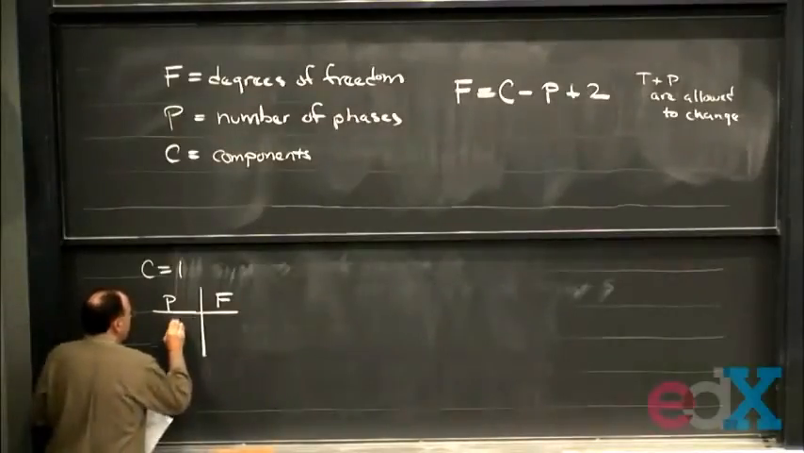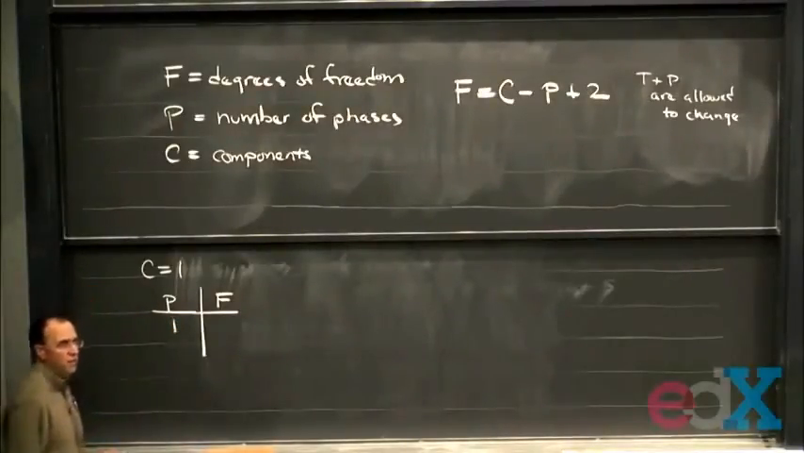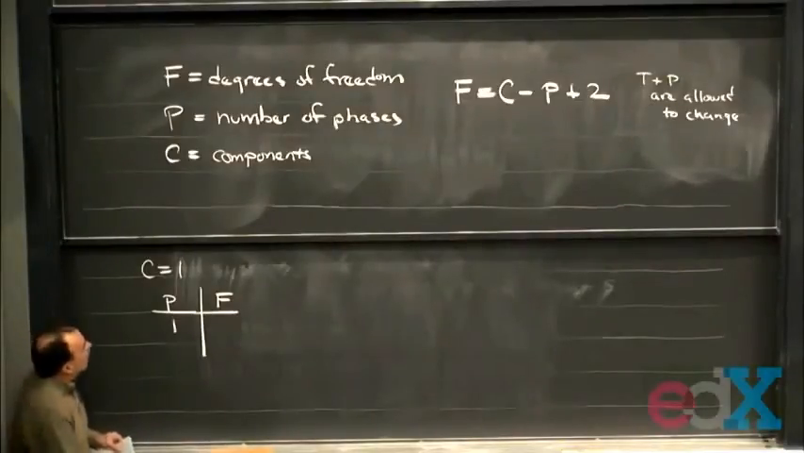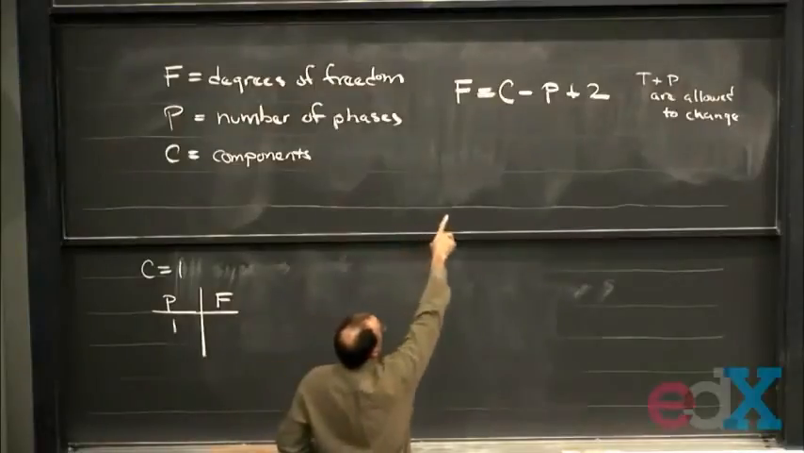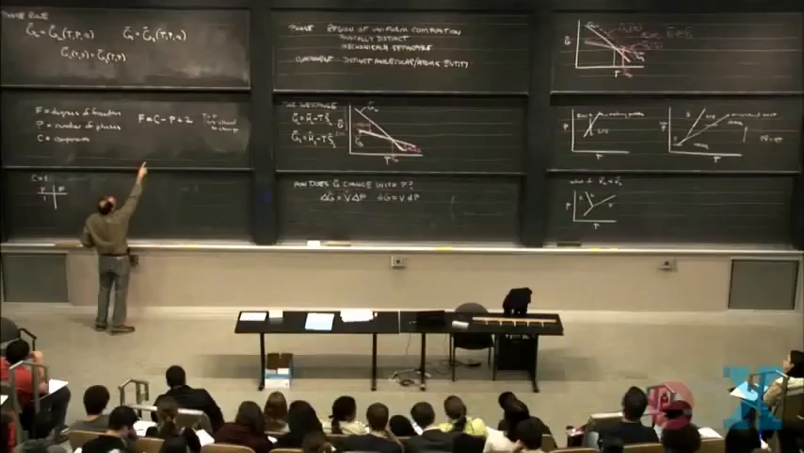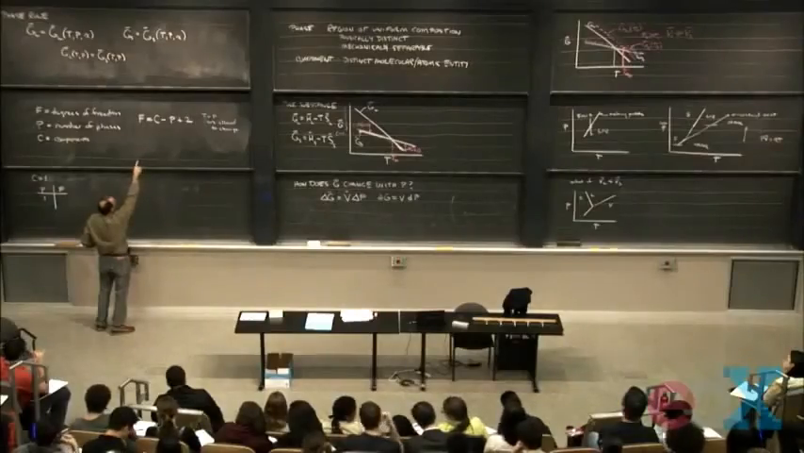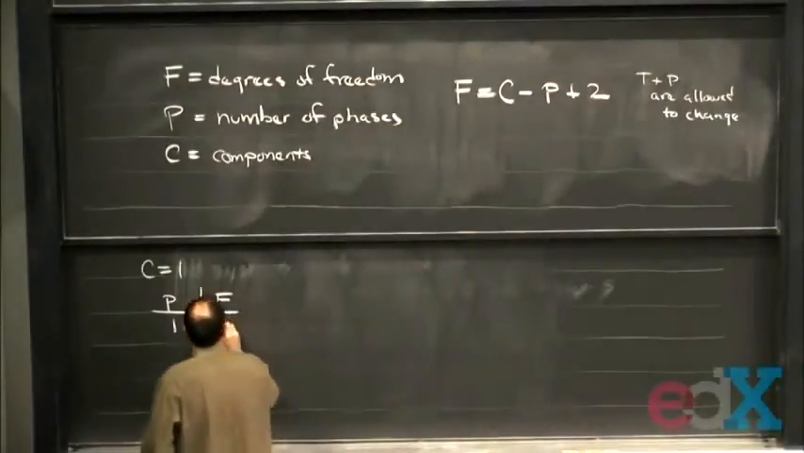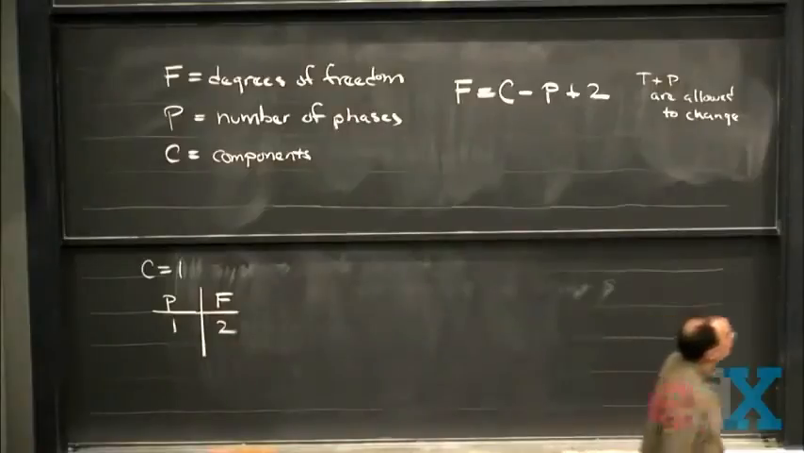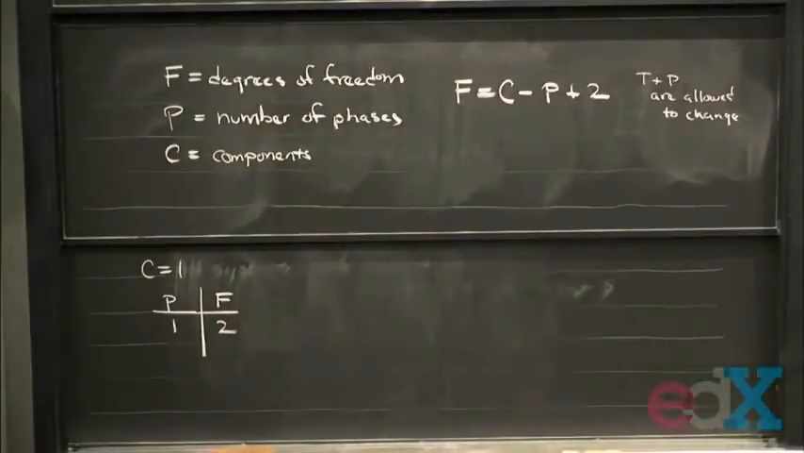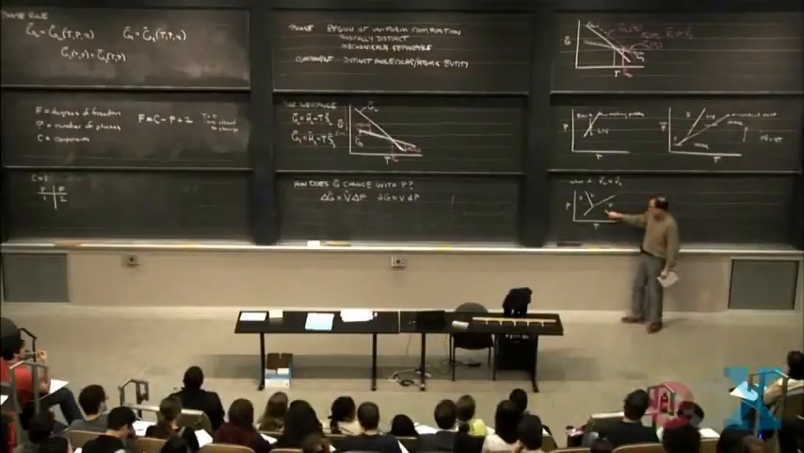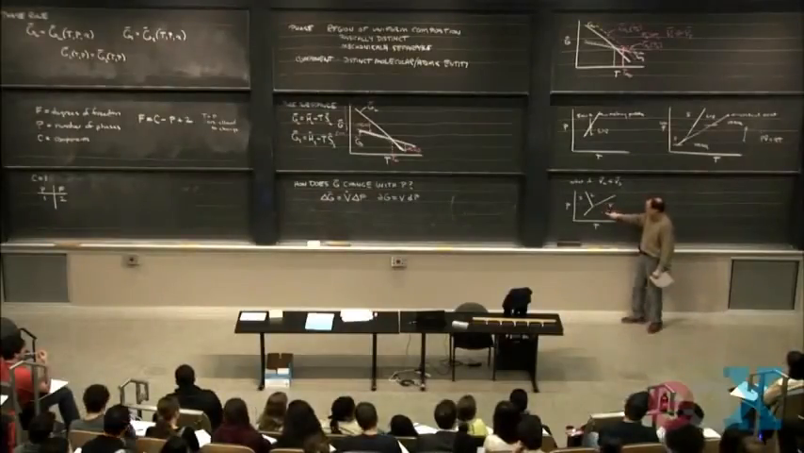So if I have 1 phase, I put it in there, it says P is 1. I have 1 component, 1 minus 1 is 0, plus 2. I have 2 degrees of freedom. Let's go to our single component phase diagram here, like this one. That means I'm out here, 1 phase. It means I can change the temperature and pressure, no problem.